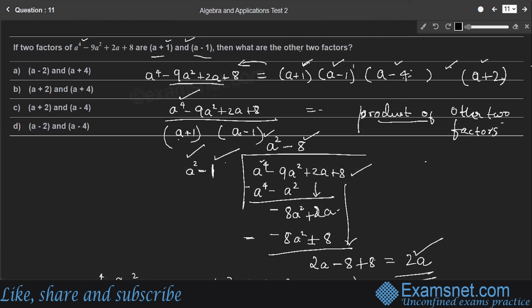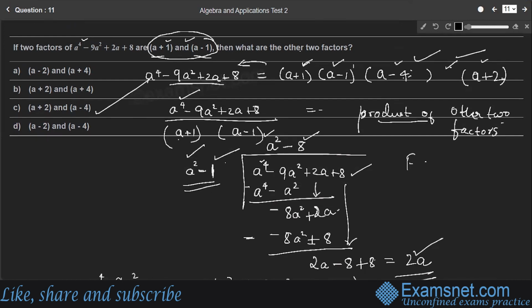These are the other two factors, right? Therefore, a minus 4 and a plus 2. Option C is the right answer, right? Here, students, the method is, first we need to find the product of the other two factors. So divide the given expression by the product of the given two factors. The given two factors' product is a square minus 1, right?